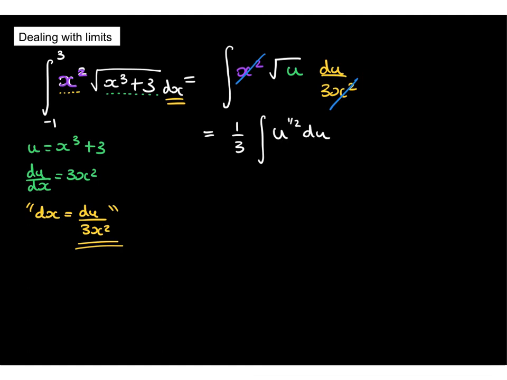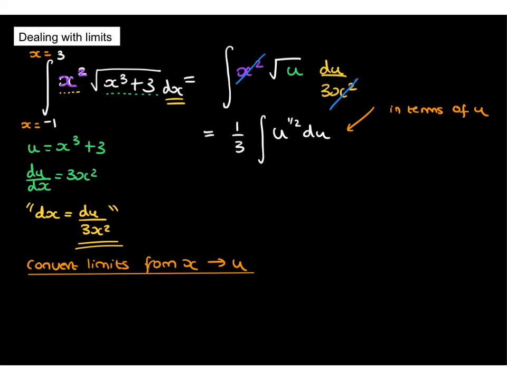But the reason I've paused here is because we haven't dealt with the limits. Now, these limits here are in terms of x, but our integral is in terms of u. The limits and the integral must match, so we have got to convert the limits from being in terms of x to being in terms of u. We can do that very, very simply using the fact that we have this substitution here. u is equal to x cubed plus 3. So look at our limits.